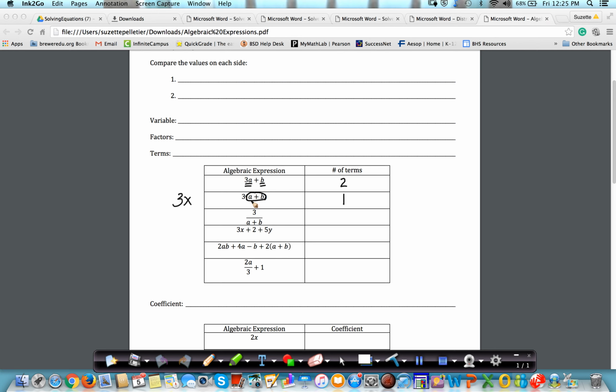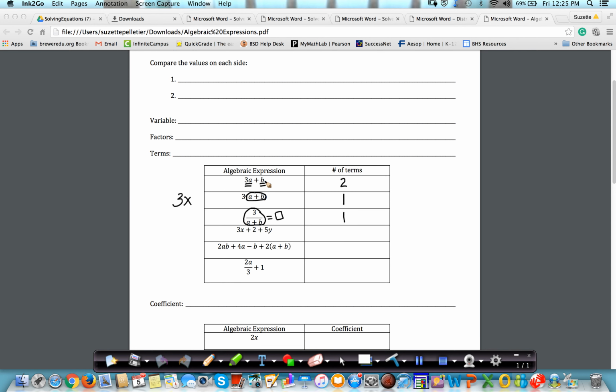Much the same way that whatever's within this set of parentheses is one value, we are going to do the same thing here. We're going to take 3 and divide it by whatever we get when we add a plus b, and then we're going to do 3 divided by that value, and it's going to give us an answer that is one value. So this entire thing is really just one value, meaning that it is just one term.